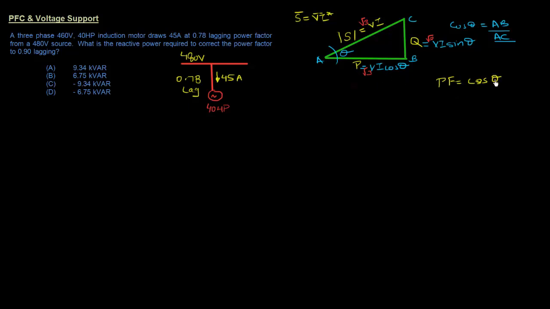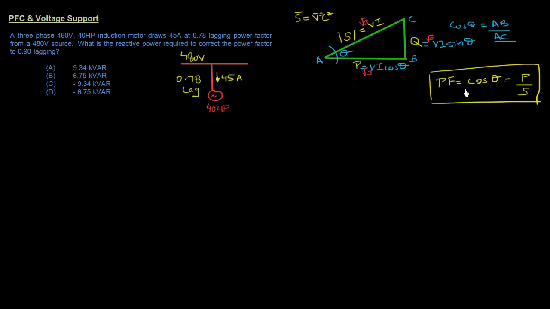And what is cos theta? We just said AB over AC. What is the side AB? It is the real power P. And what is the side AC? It's the apparent power S. So power factor can be defined as cos theta, or it can be defined as a ratio between the real power and the apparent power.